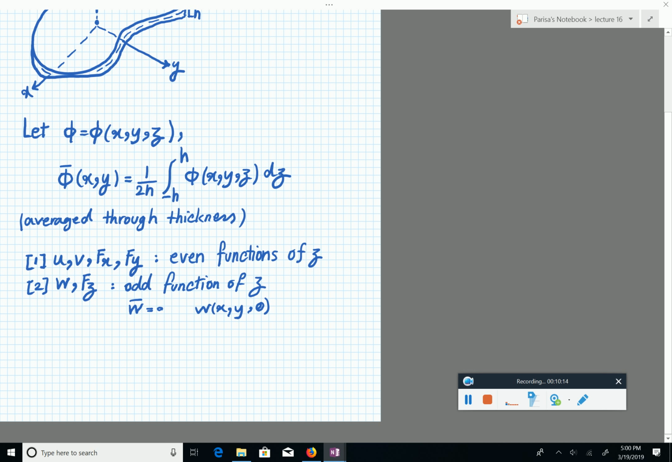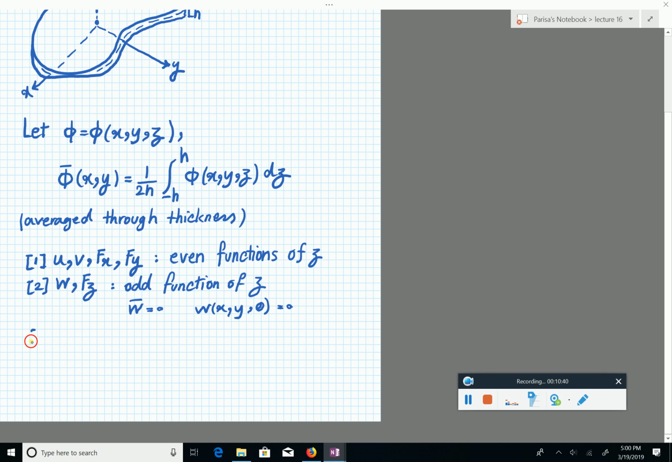If you have a function which is odd, it's 0, right? It has to be 0 also, because z and negative c should be negative of each other. So at that point, this is also 0.